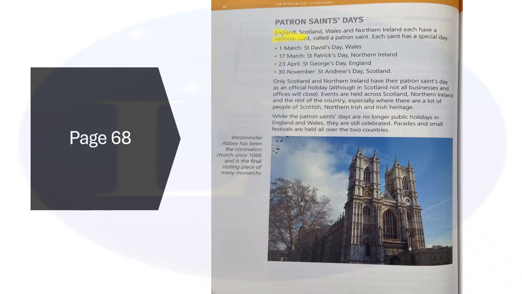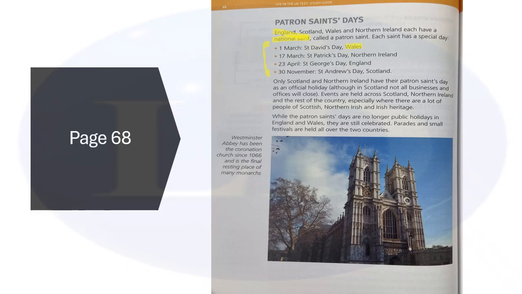They celebrate their days called a patron saint's day. Each saint has a special day. This is very, very important, and I can tell you that you will definitely have one question about that. It is sometimes confusing because you have to remember the name of the patron saint and the dates. So 1st of March is St. David's Day, which is the patron saint of Wales.